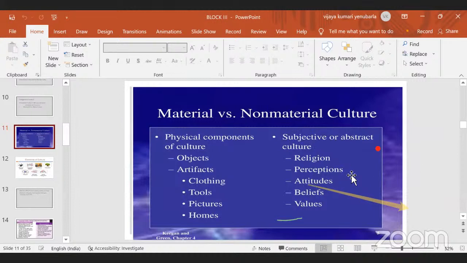If you take this perception as an example, our generation is quite different from the older generation, our forefathers, and so the culture also changed. So attitudes, beliefs, and values.